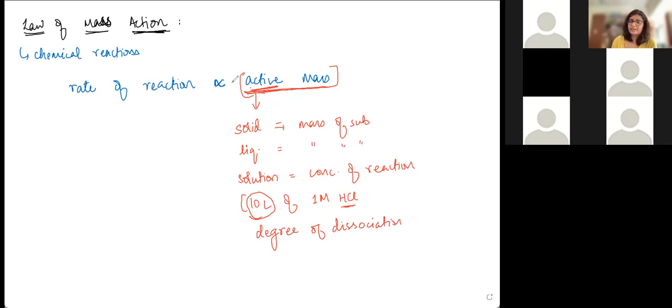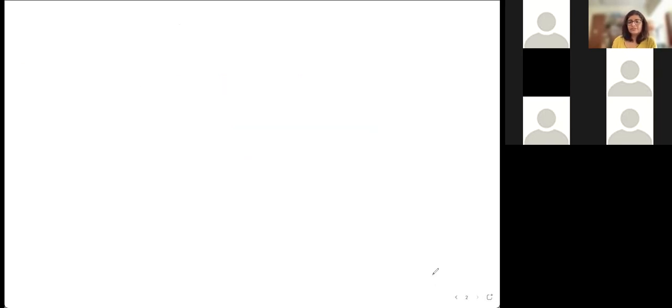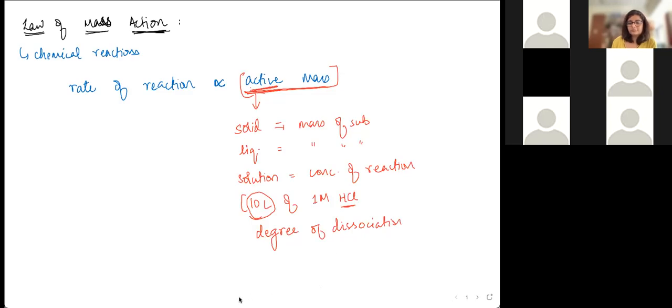So the rate of reaction is directly proportional to the active mass. So mathematically, yeah, Ritu, this is what you were getting. Could you explain? So 10 liters of 1 M HCl. What will be the concentration of HCl? 1 M, 1 molarity. Yes, molarity gives you the concentration. So 1 M is basically 1 mole per liter. So in 1 liter there is 1 mole of HCl. If I'm taking 10 liters of that substance, my actual active mass is the mass of 10 moles, that is the active mass of the substance.